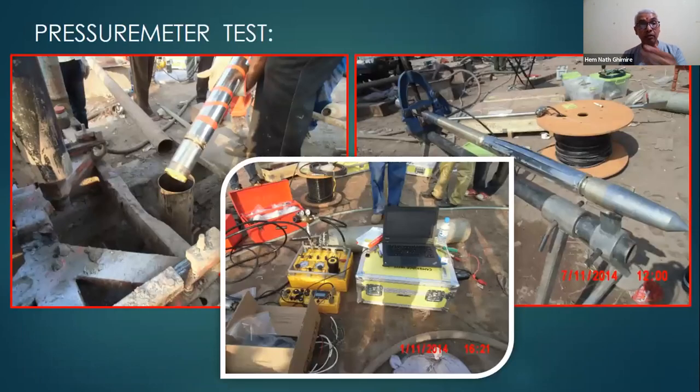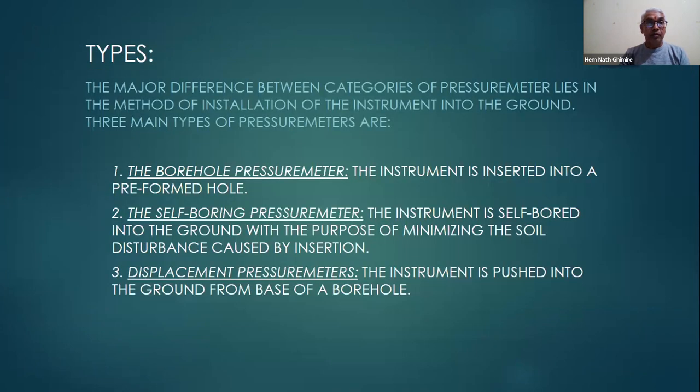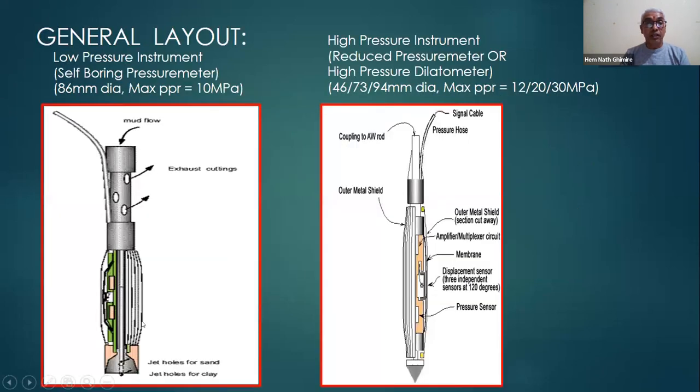And another test was the pressure meter. This is the self-boring pressure meter, and this is the high pressure dilatometer. All these are automatic systems. Data acquisition is all at site, controlled by computer, and instantly we receive the data. We have two different types: one is the self-boring pressure meter, another was the displacement pressure meter. This is self-boring, and this high pressure dilatometer is at the right side. Self-boring, as it enters the borehole, bores itself, goes down to the desired location, and we do the test. But for this high pressure dilatometer, we have to insert it into a pre-bored hole.